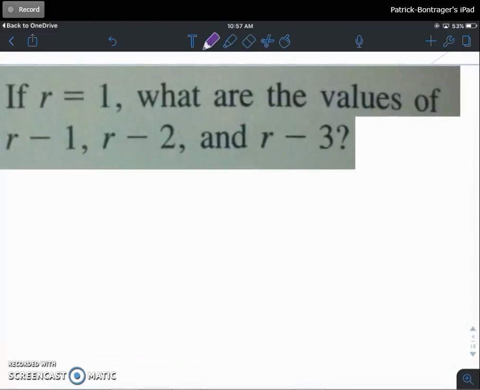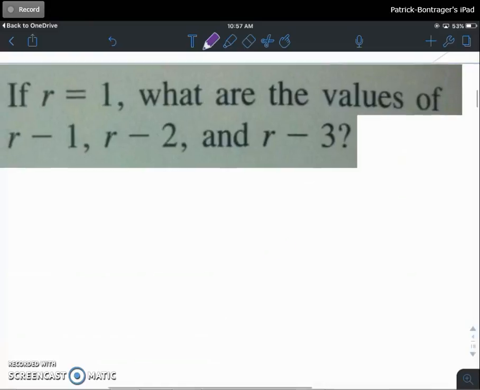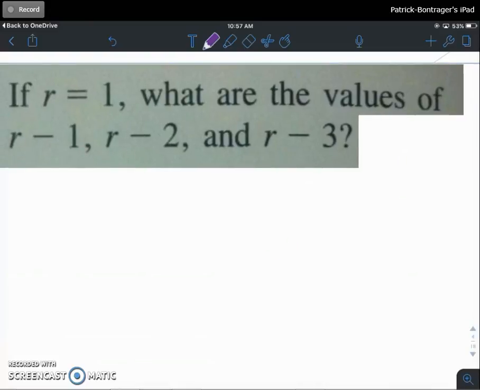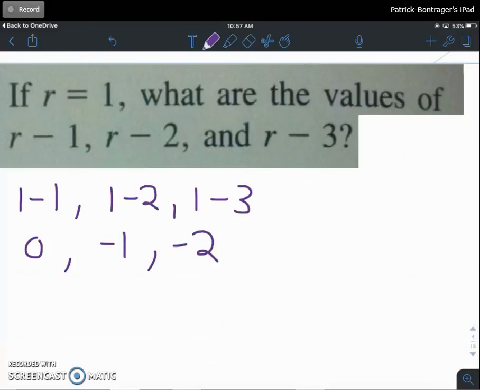If r is equal to 1, what are the values of r minus 1, r minus 2, and r minus 3? So like we've done many times, you're going to put 1 in for r. So the first one is going to be 1 minus 1. The second one is going to be 1 minus 2. And the third one is going to be 1 minus 3. 1 minus 1 is 0. 1 minus 2 is negative 1. 1 minus 3 is negative 2. Those, again, are consecutive integers. They're integers one right after the other.